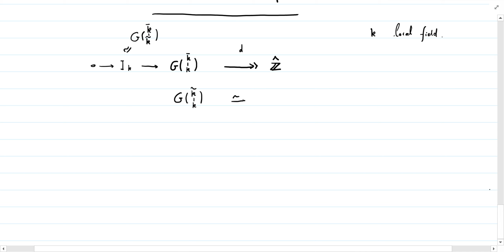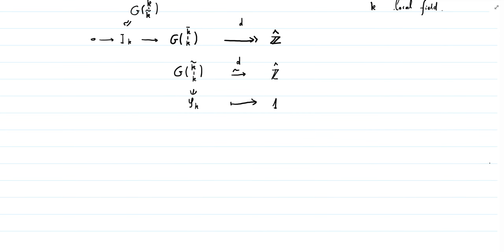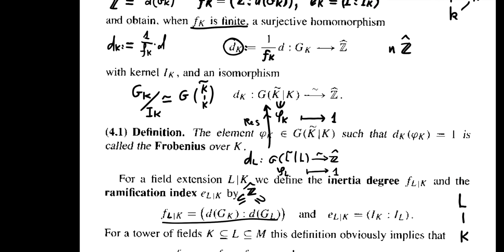This induces an isomorphism like this. That's our situation. After that, you may denote the element that has image 1 as the Frobenius element. And what notation do we use for this?